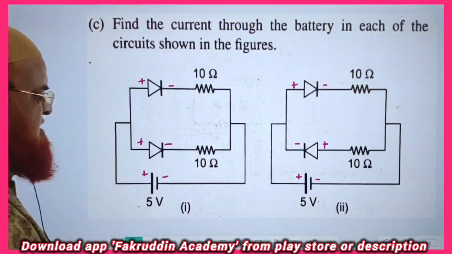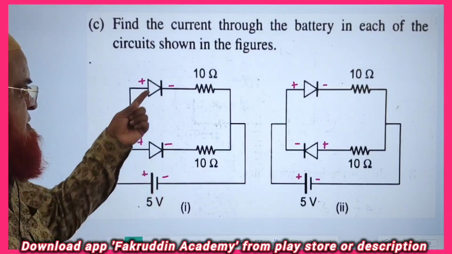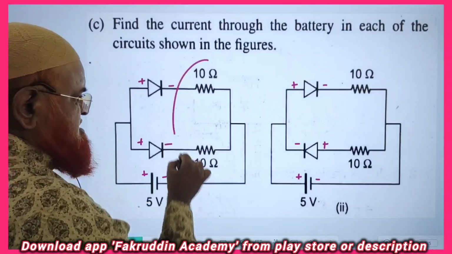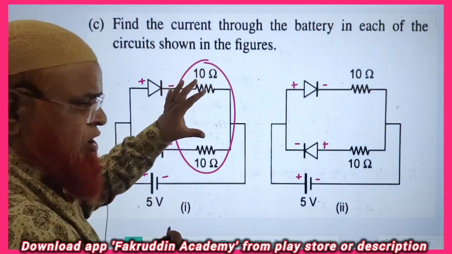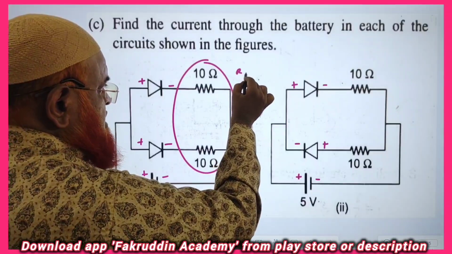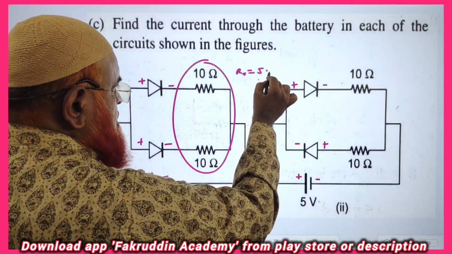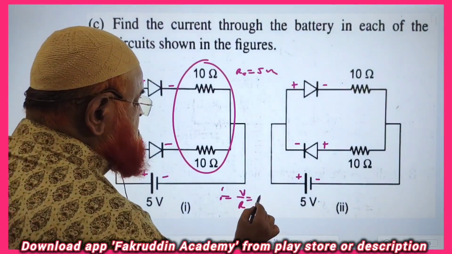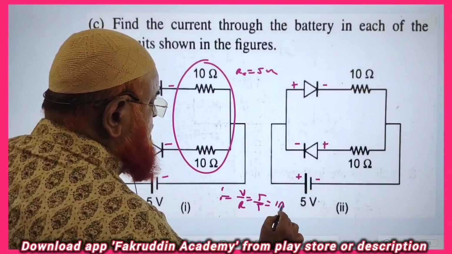Next, let us discuss this case, this is 5 volts. And here, both are forward bias. So this is a parallel connection. When both the resistors are parallel and the same, then the effective resistance is going to be only 5 ohms. So I is equal to V by R, which is nothing but 5 by 5, which is 1 ampere.